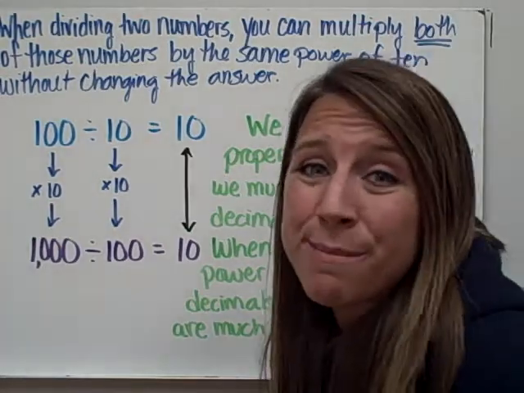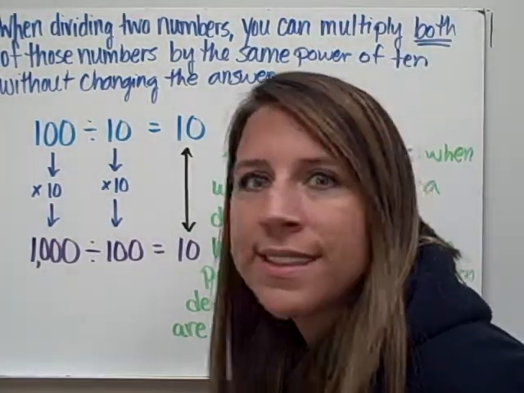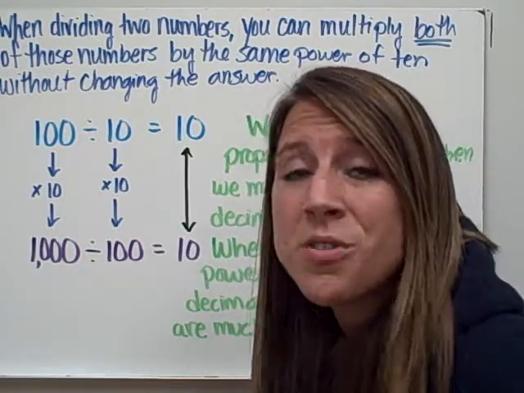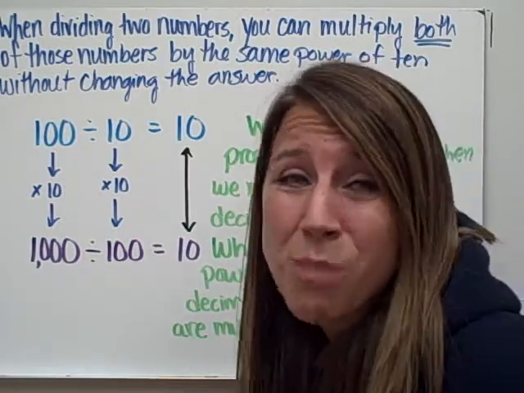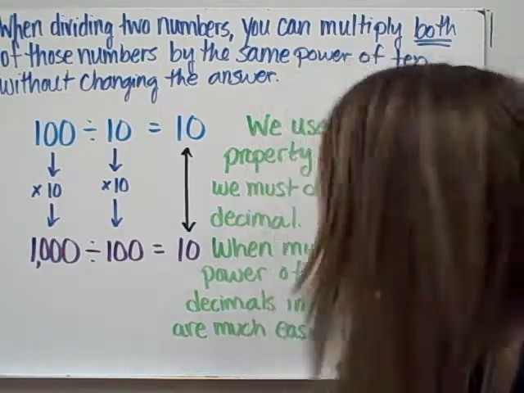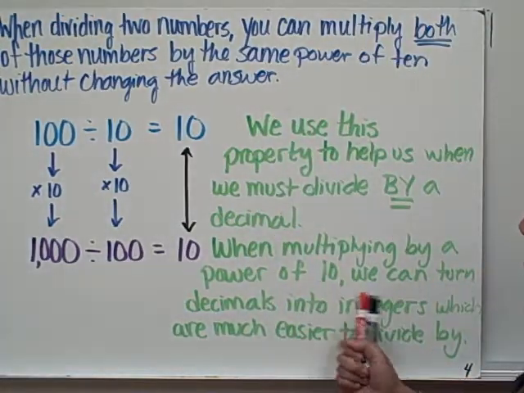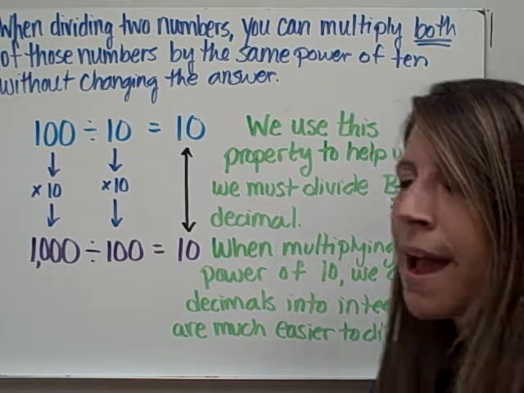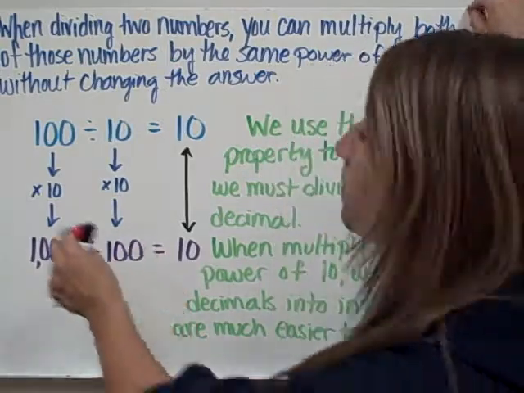Now we're going to be dividing by things like 36 hundredths. Now that's kind of ugly, but if I wanted to change 36 hundredths to 36, I could just multiply by 100 and it would work. When we multiply by a power of 10, we can turn decimals into integers, which are much easier to divide by. So check it out.